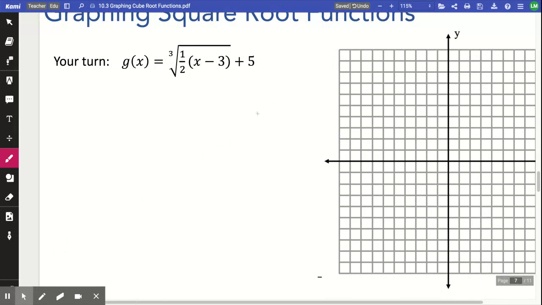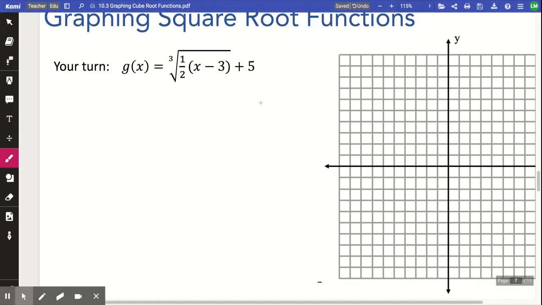All right, we have another graph here. We have x minus 3. Again, let's start with that point of inflection. We're going 3 units to the right and 5 units up. There's that point. Let's describe what else is happening. I have a b value inside here of 1/2.